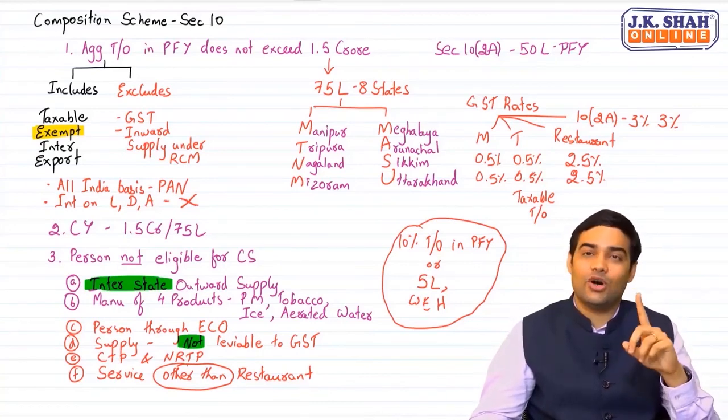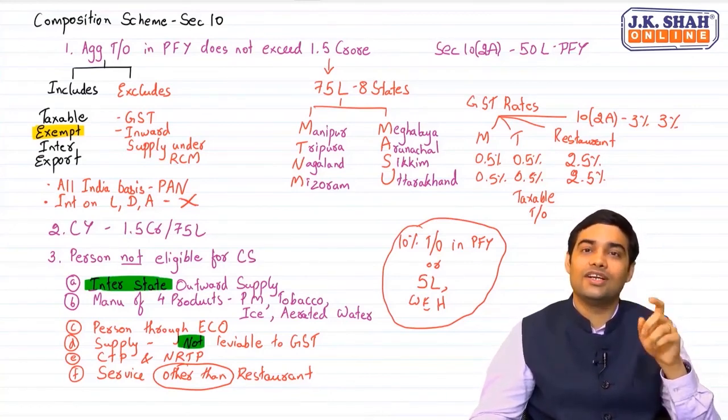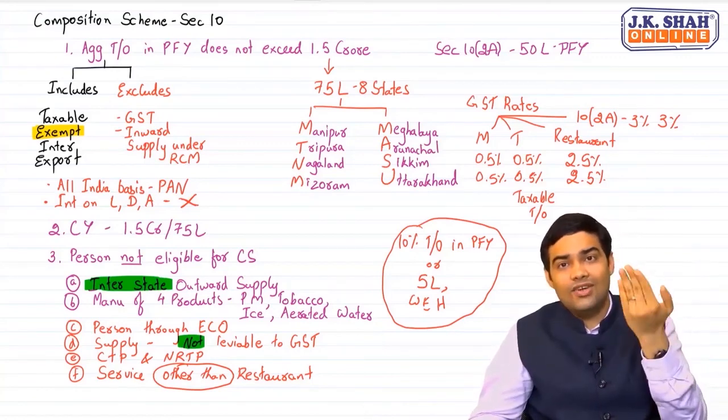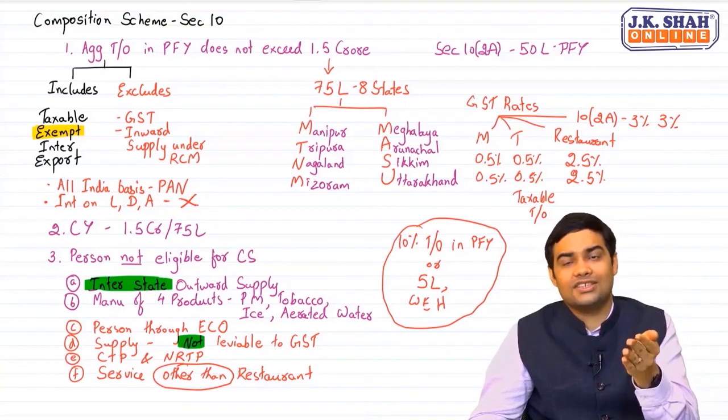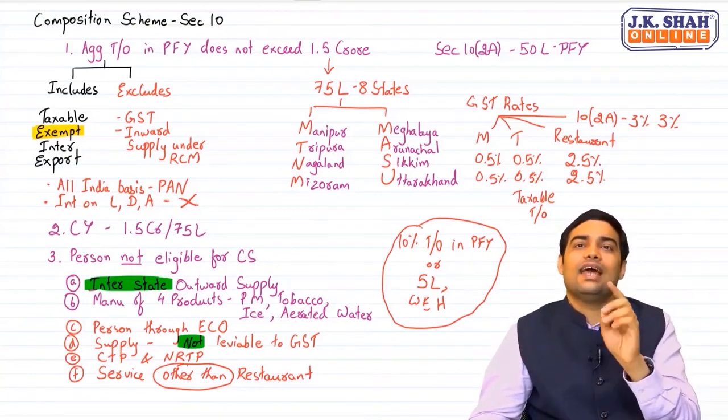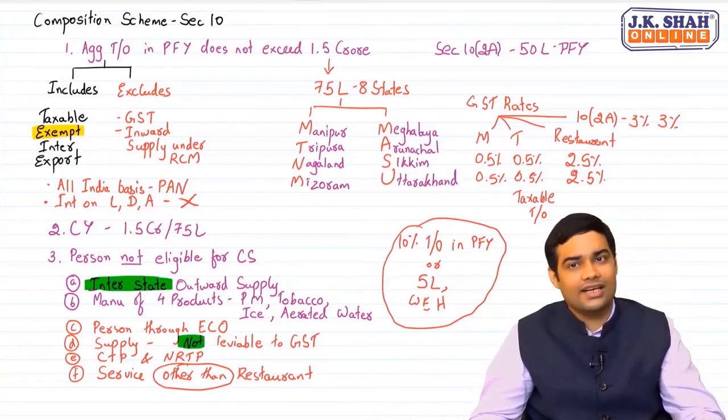And the last point, which you should be very careful of, if a person is not eligible for composition scheme, but still if he continues to be under composition scheme, he has to pay differential tax along with interest and applicable penalty. Clear with this?